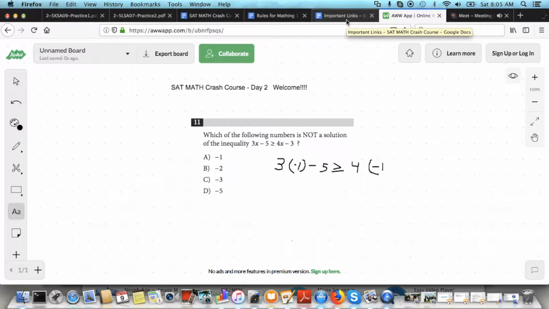Now remember, the question says, which of the following is not a solution to the inequality? So if we find out that -1 doesn't work, that's the correct answer, all right? Can you simplify that left-hand side of the equation? Yes. Great. So 3 times -1, that's going to be -3, right? 3 times -1? Yeah. Is going to be -3.